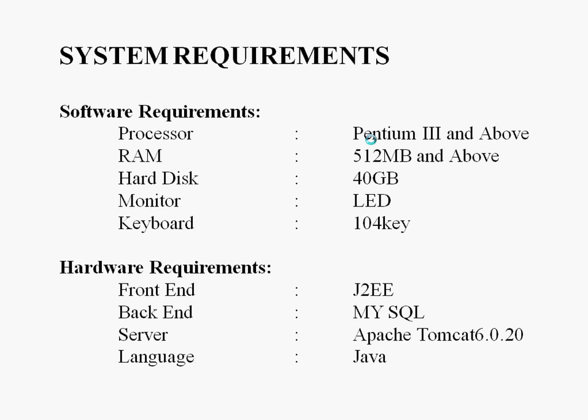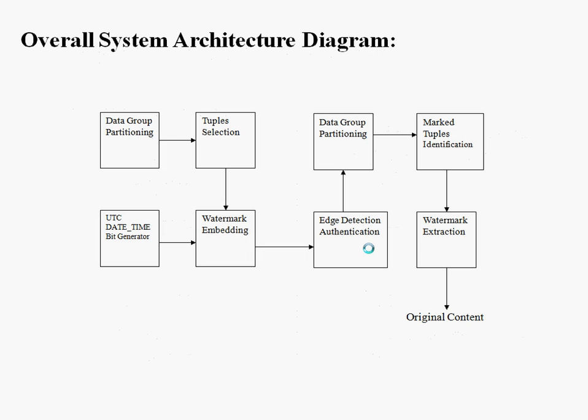System requirements. Software requirements: processor Pentium 3 and above, RAM 512 MB and above, hard disk 40 GB, monitor LED, keyboard 104 key. Hardware requirement: front end J2EE, back end MySQL, server Apache Tomcat 6.0.20, language Java. Overall system architecture diagram.